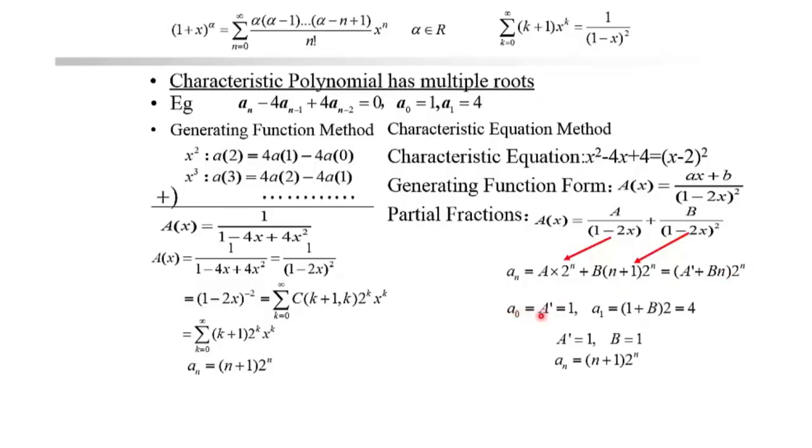So the undetermined coefficients are a prime and b. Here we have initial value a0 equal to 1 and a1 equal to 4. When substituting n equal to 0, a prime is equal to 1. When n equal to 1, we already know the value of a prime, so 1 plus b times 2 equal to 4. So the solution is that a prime is 1 and b equal to 1. an equal to n plus 1 times 2 to the nth power.